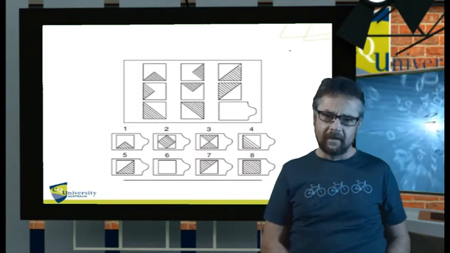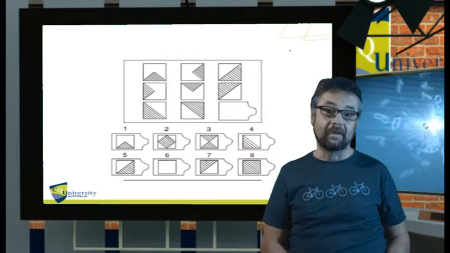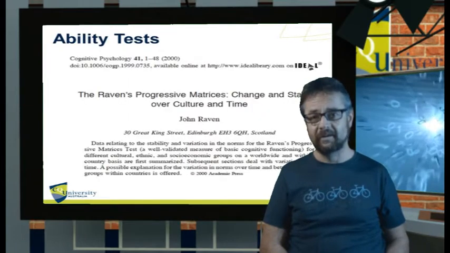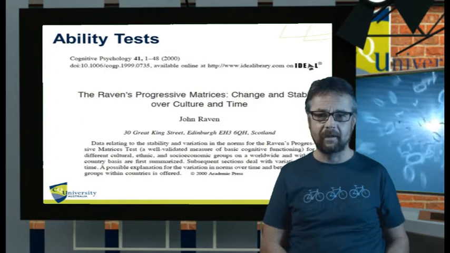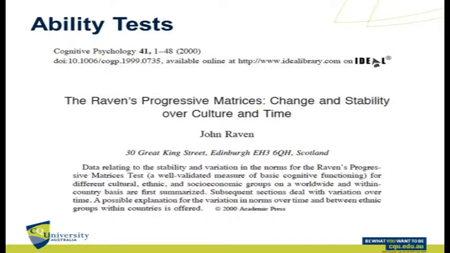Now, if you want to find out more about this test, do go directly to the source. I always encourage this. Here's a journal article written by the man himself, John Raven. In this paper, he considers the cultural sensitivity of the test. Now, this takes us on to our next topic.